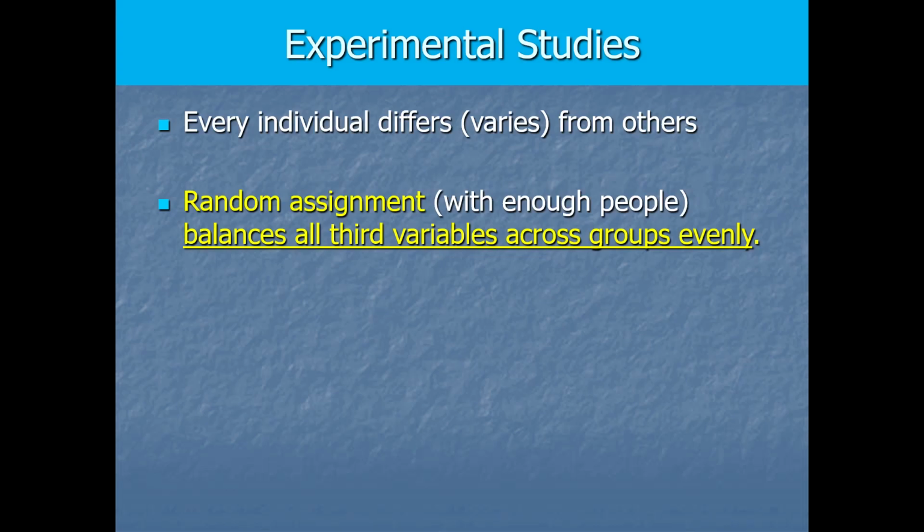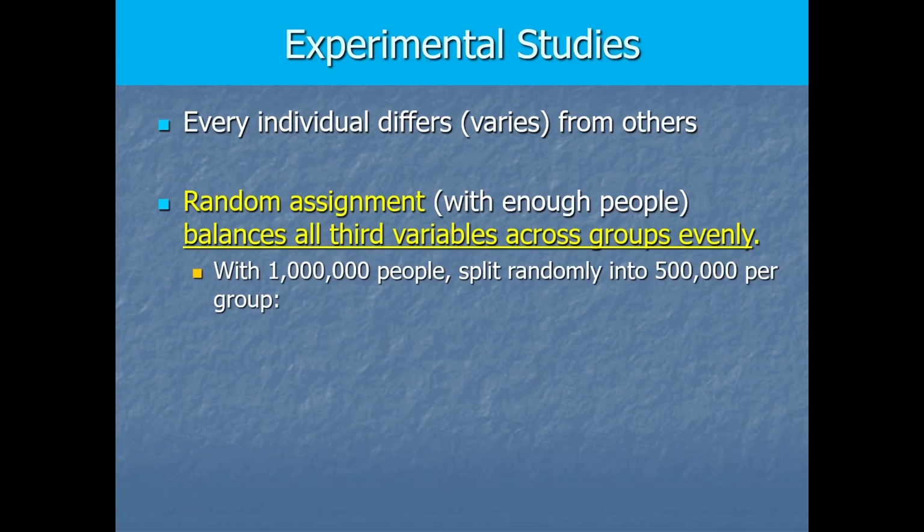But as long as we have a reasonable sample size, this starts to work very quickly and very well, and the larger your sample size, the better. So to see this idea most clearly, let's imagine just a really huge sample. Let's say you've got 1 million people, and you use random assignment to split them into two groups of 500,000 per group. So this is a very large sample size.